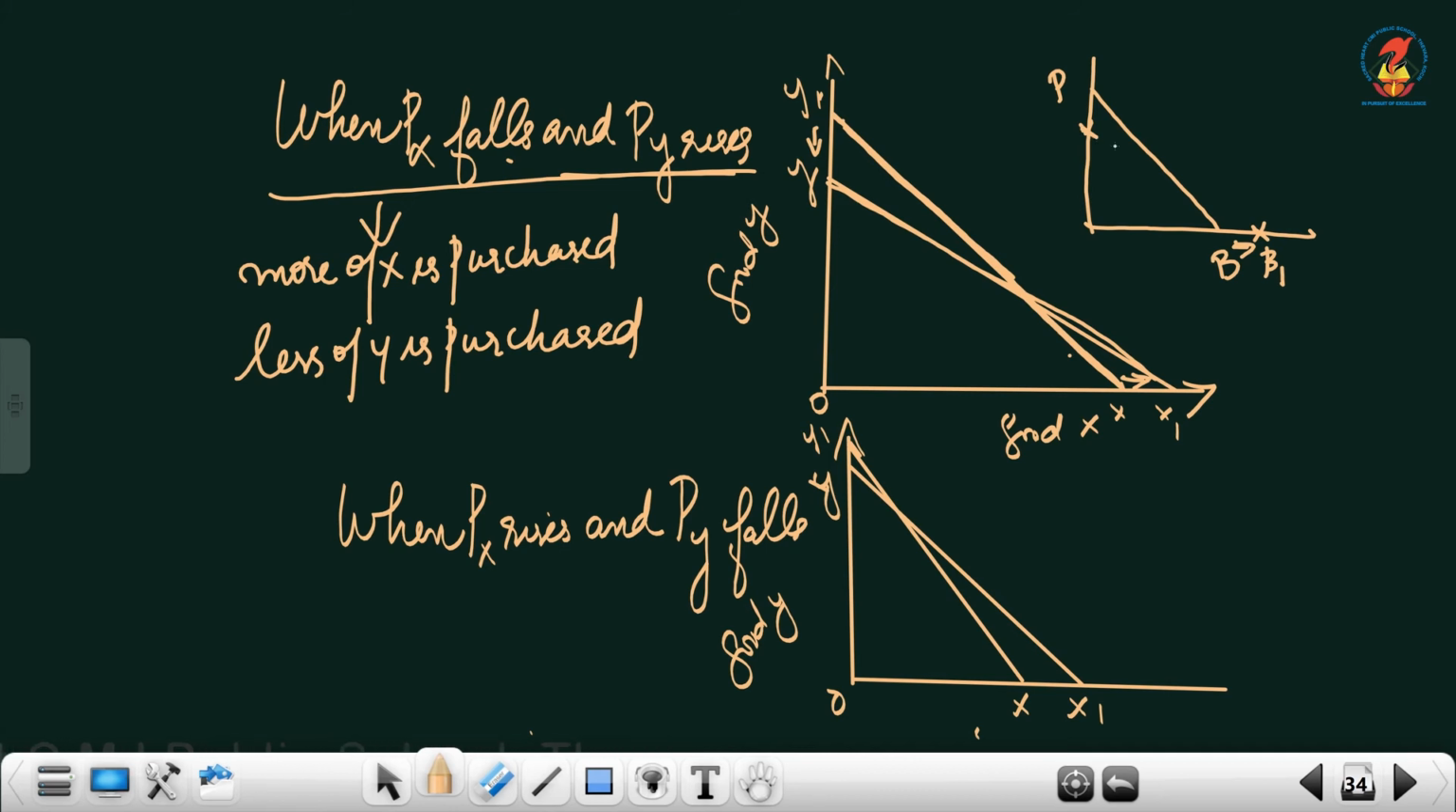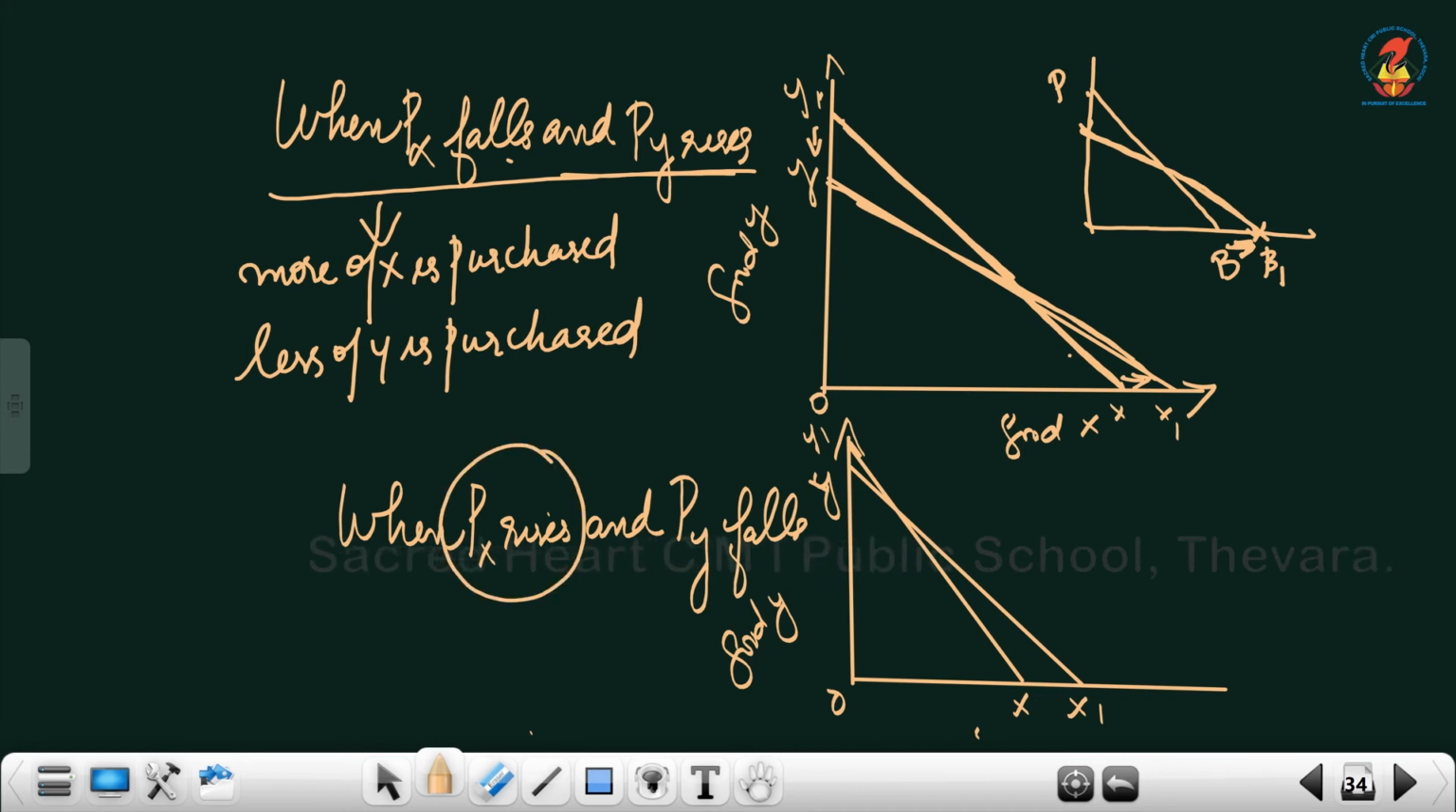Okay. Now, connect these 2 points together. This is how we have to draw the budget line. So, when price of X is falling, more of X, so you have to mark it like this. When price of Y is rising, just below this you have to mark a point. Connect these 2 points. This is how you have to draw. So, this represents price of X falling and price of Y rising. This is the new budget line.